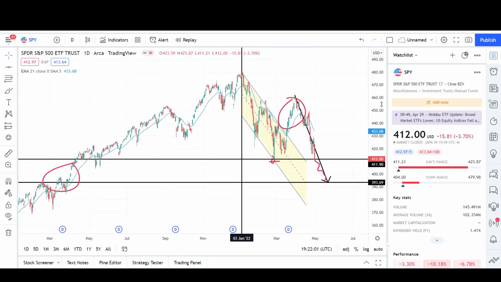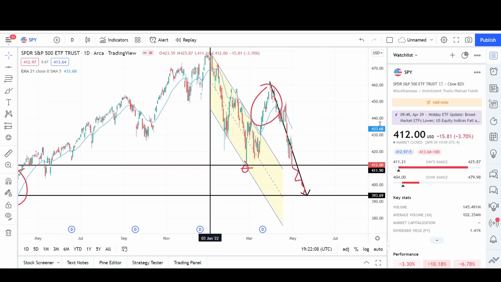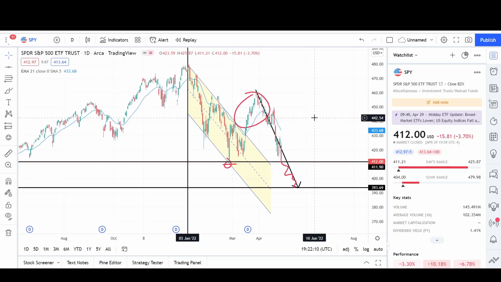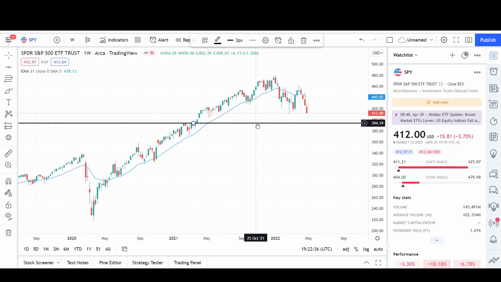I still think we can continue higher, and I'm waiting for this correction period to end in the market. So that's everything I have for the weekly review on the daily chart. And let's go and wrap this up on the weekly chart. Here we have the weekly chart for the SPY. Not much to say. I'm looking for that 393 target to be reached.